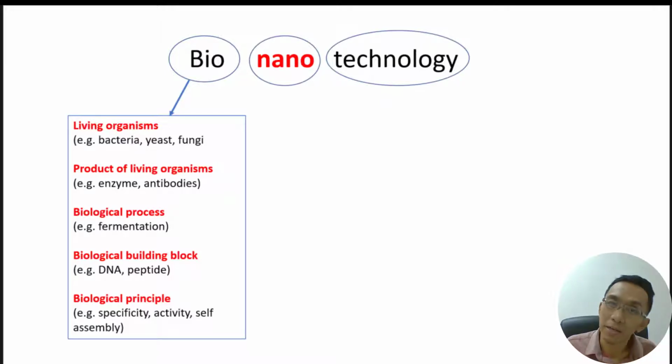It also means a principle that governs biological things to do their activities. For example, specificity, the complementary, the self-recognition. All of these can be put under the one umbrella called bio.